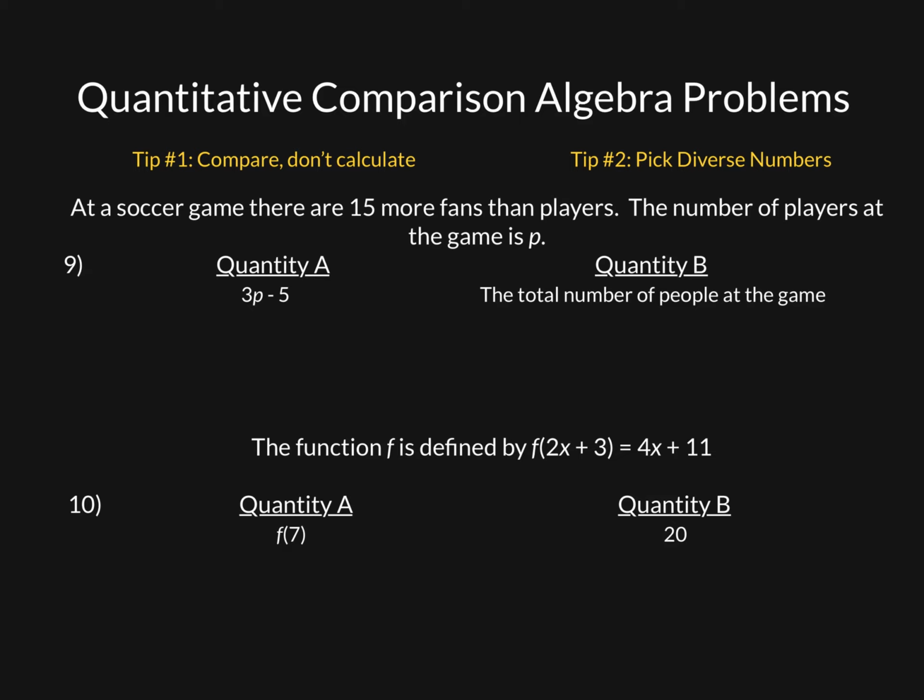Well, let's go ahead and take a look at our two quantities, quantity A and quantity B. So quantity A is just 3P minus 5. And quantity B is the total number of people at the game. Interesting.